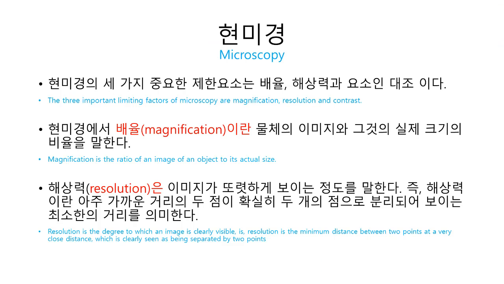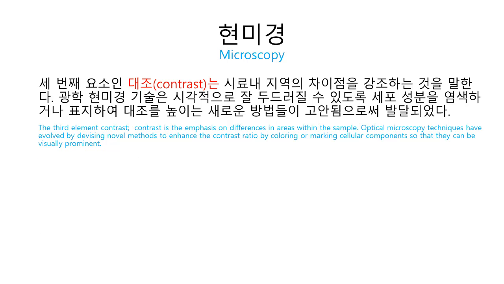Now, the 3 important limiting factors of microscopy are magnification, resolution, and contrast. Magnification is simply the ratio of an object's image size to its real size. Resolution is a measure of the clarity of the image, how clear it is. Essentially, it is the minimum distance two points can be separated and still be distinguished as 2 points. The third important parameter in microscopy is contrast. Contrast accentuates differences in parts of the sample.